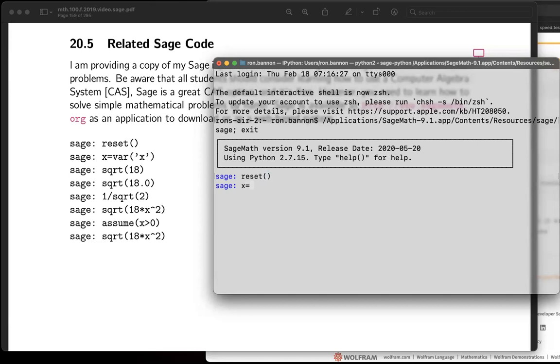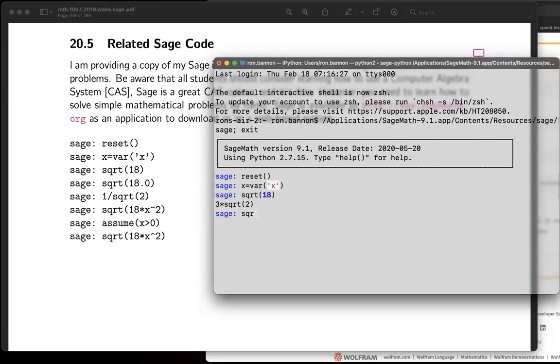All right. x equals var. And I've been doing this, and it's a great idea to define the variables that you're going to use in the problem. Square root, sqrt. That's Sage's way of saying the square root. Well, the square root of 18. And I've got to be honest with you, I wonder what Sage is going to do with this, because it says 3 square root of 2. It puts it into the simplest radical form.